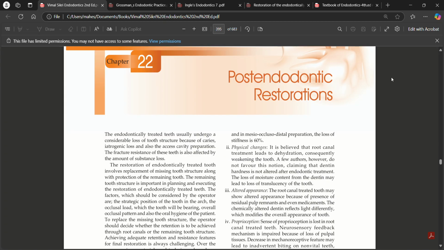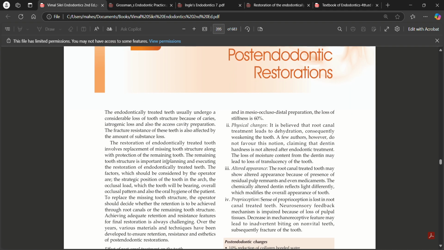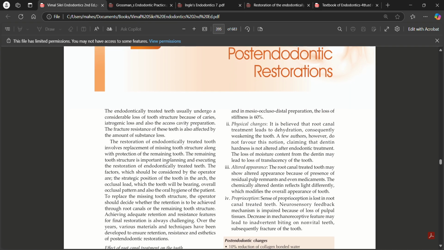First, endodontically treated teeth usually undergo a considerable loss of tooth structure because of caries, iatrogenic loss, and also excess cavity preparation. The fracture resistance of these teeth is also affected by the amount of substance loss.